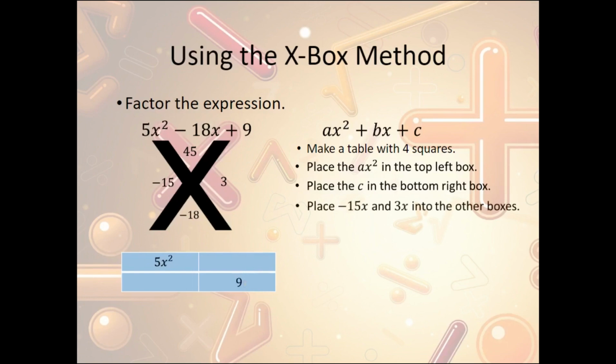Now we're going to place negative 15x and 3x into each one of the boxes. And it doesn't matter which one you place it in. So we'll put negative 15 there and 3x here.